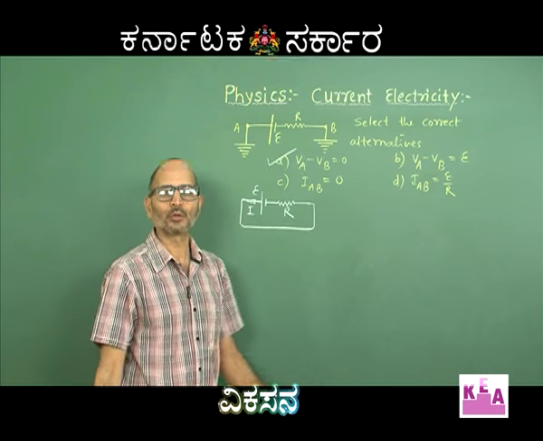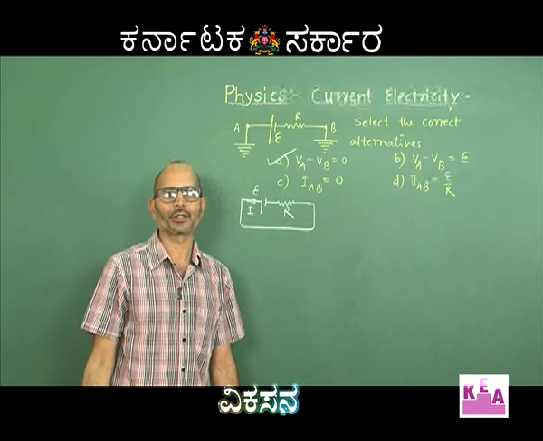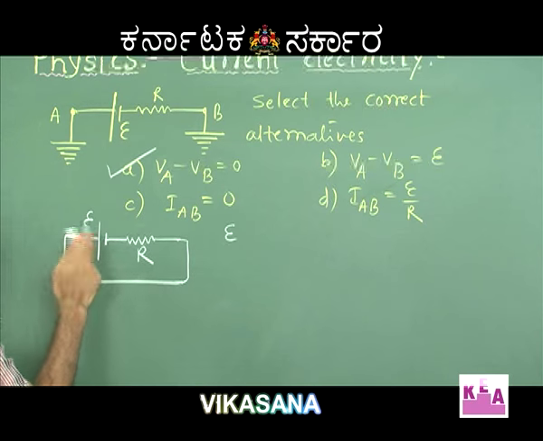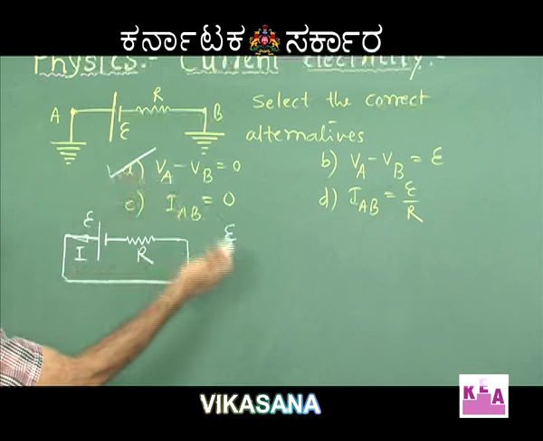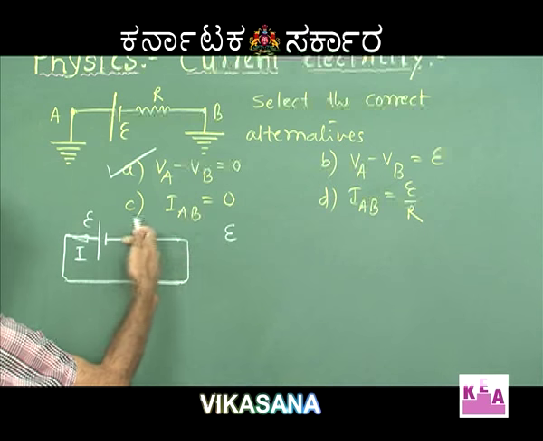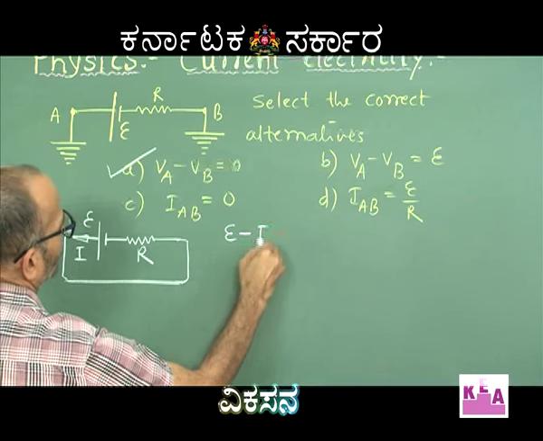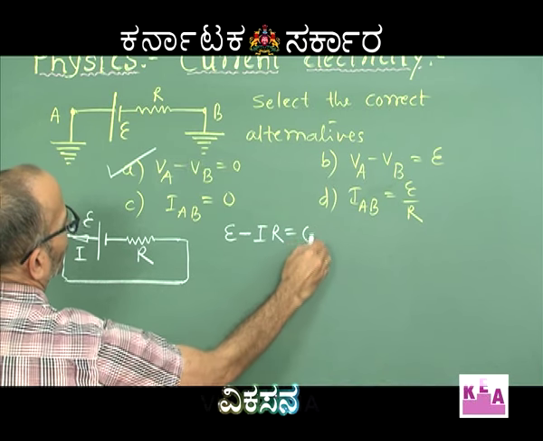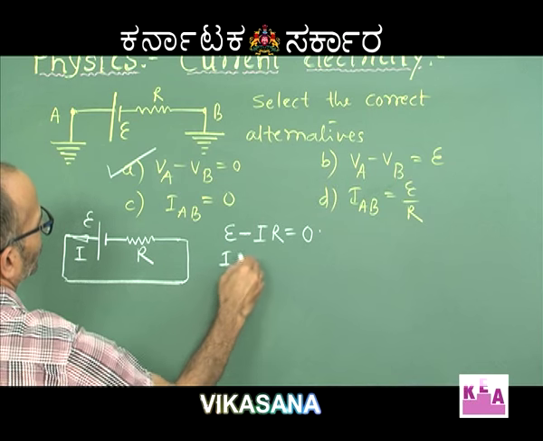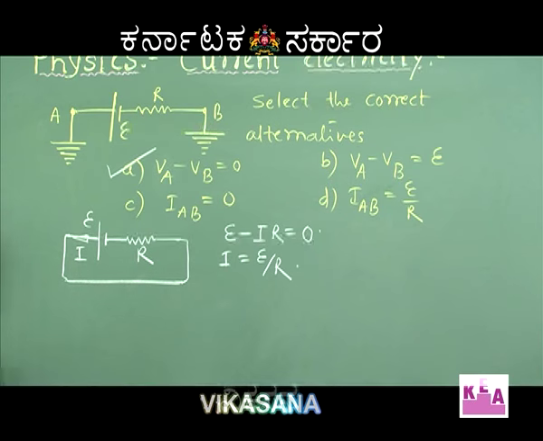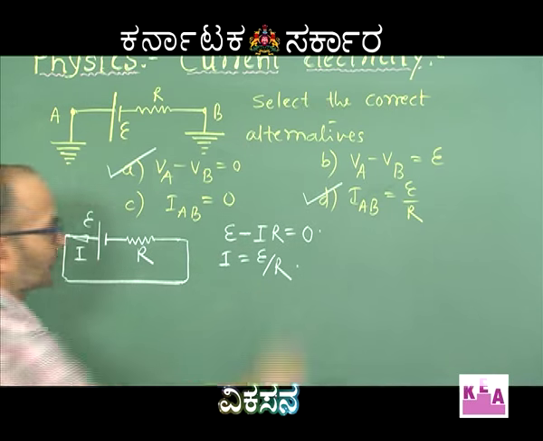Now, I will simply go round the loop and I will try to find out that current. Fine? Okay. So, plus E, because I am travelling from negative terminal to positive terminal and there is a potential rise, and here I am travelling in the direction of the current, so there should be a potential drop. So, minus IR should be equal to 0, and that gives you the value of I as E by R, and that makes your option D also perfectly correct.